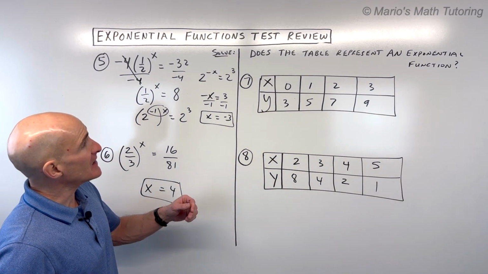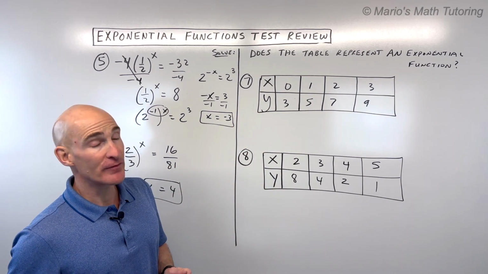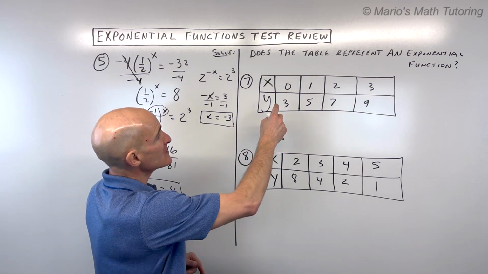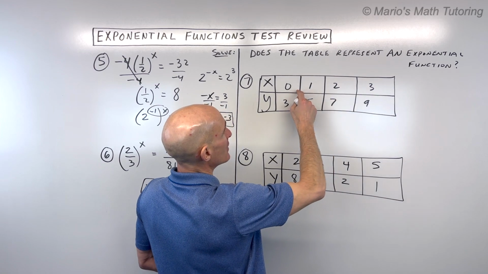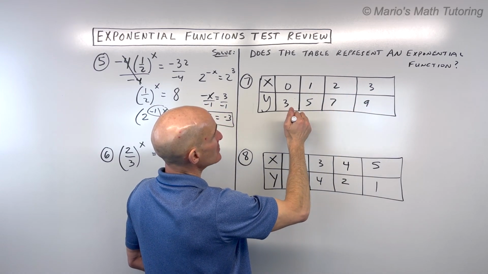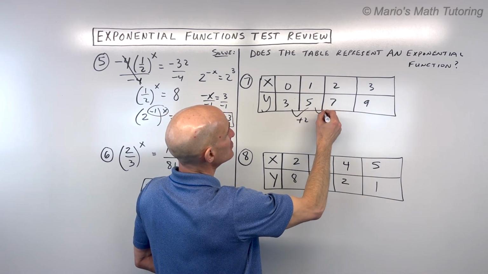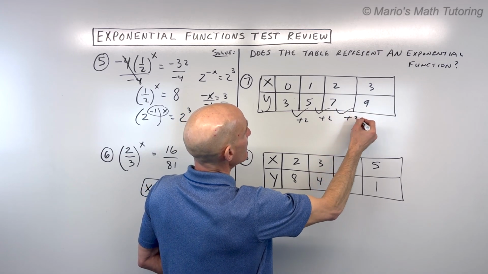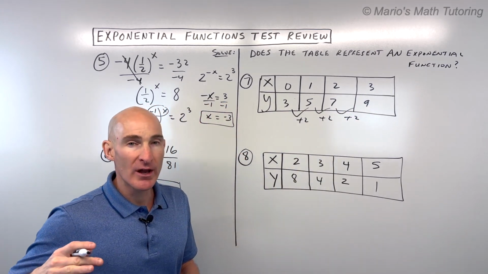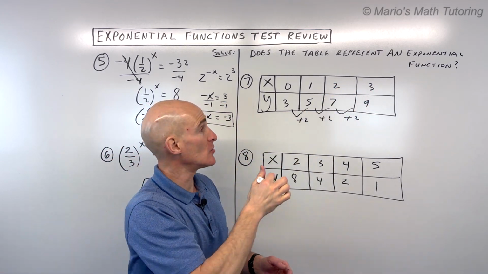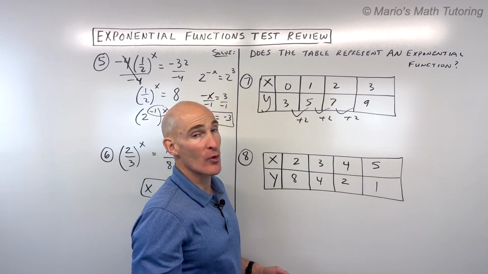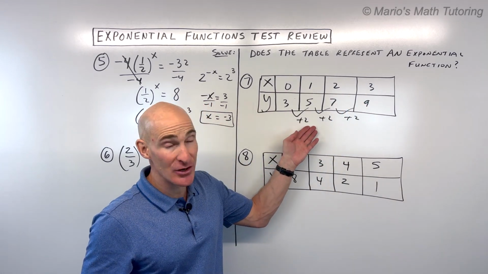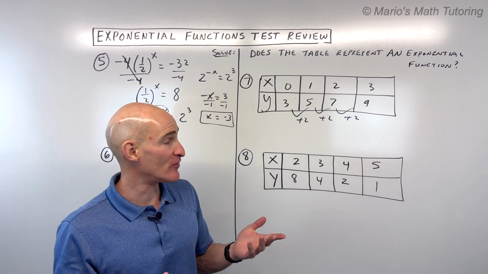Okay, for 7 and 8, does the table represent an exponential function? Well, notice these x values are going up at a constant rate of 1. The y values look like they're going up by 2 each time. That's like the slope, 2 over 1, 2 over 1, 2 over 1. It has a slope of 2. This is actually a linear function, not an exponential function.